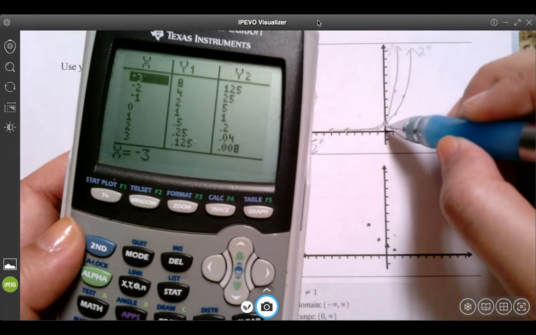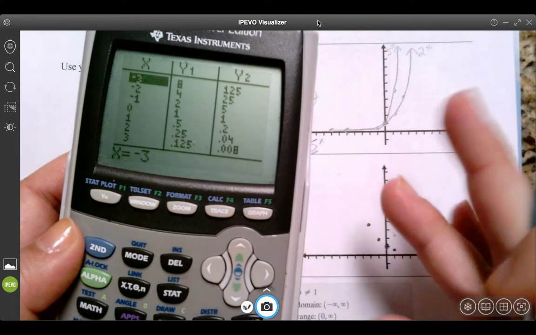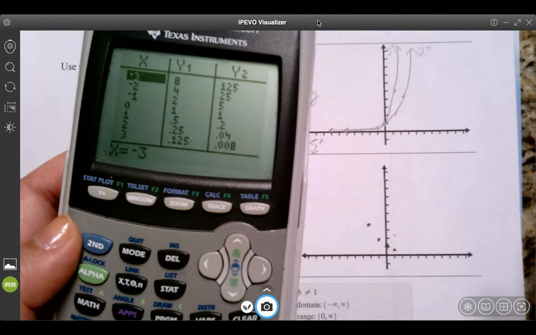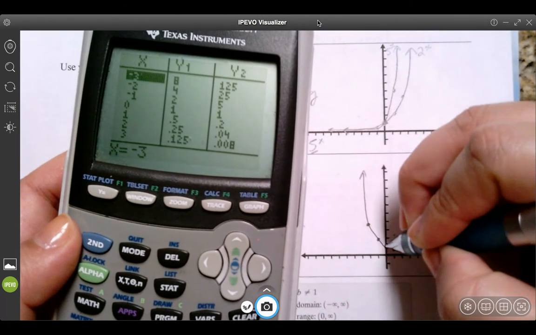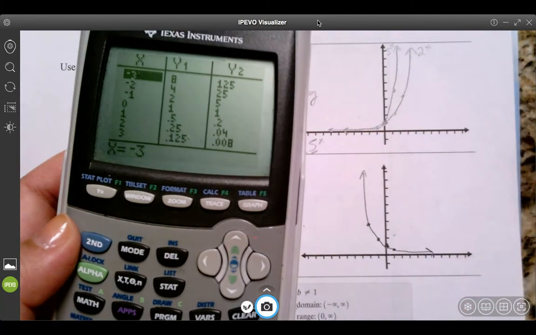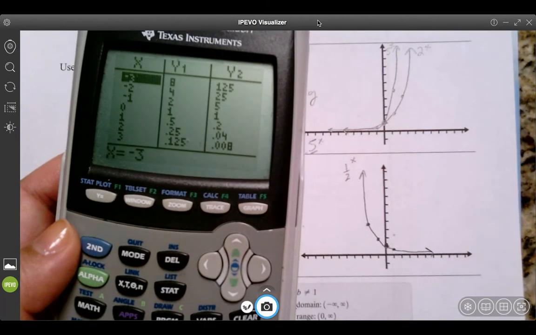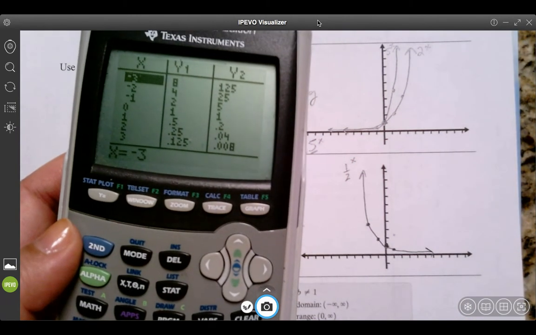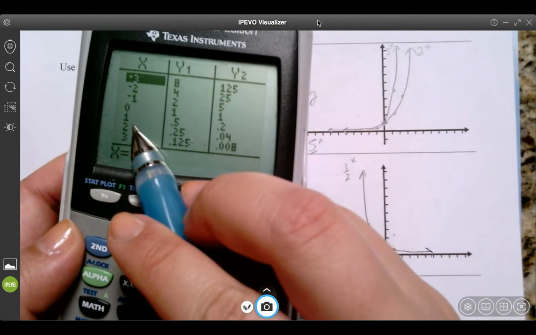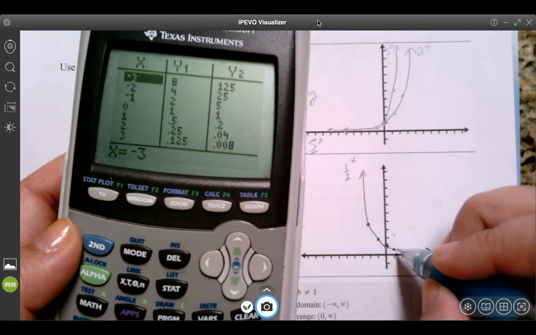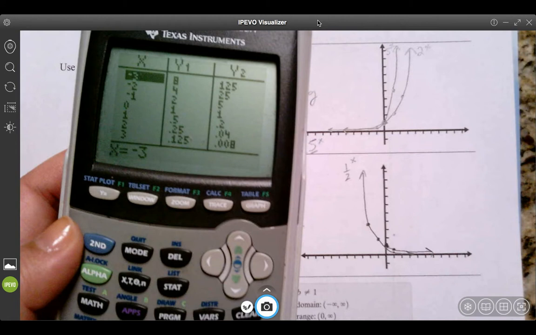Now notice these are very similar points to what we plotted up here, except on the opposite side of the x-axis. So this is a reflection, kind of like the project that we did where we folded the paper. And so if we draw this graph, it's very similar, but backwards from our 2 to the x graph. And the same thing's going to happen for 1/5 to the x. We still have the point (0, 1), and now we have the point (1, 1/5), which makes our graph even closer to the x-axis.